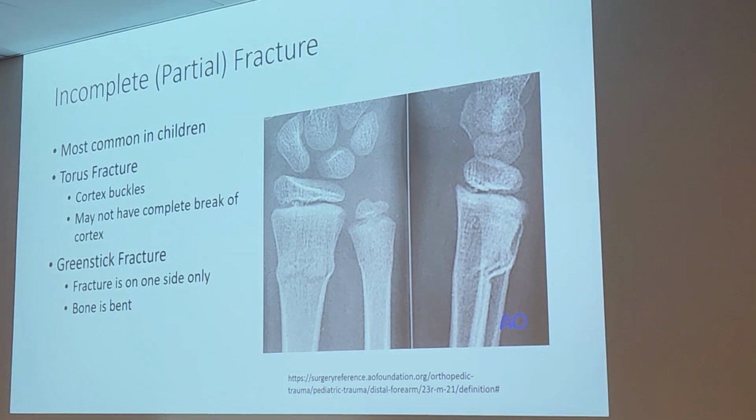And then we have partial fractures, right? These are fractures that don't go all the way through the bone. Probably the most famous one is the greenstick fracture. This happens in kids. Instead of the bone breaking all the way, it only breaks part of the way, right? Part of it's still attached.